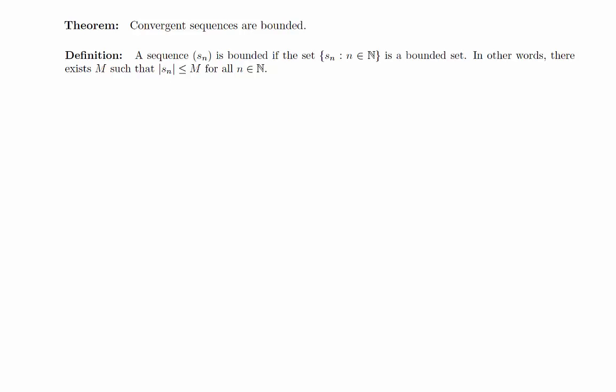This video will use two theorems to demonstrate two proof techniques that are very important to understand when proving these limit theorems. Theorem: convergent sequences are bounded. Before we can prove this, we need to know what a bounded sequence is. A sequence S sub n is bounded if the set of S sub n such that n is in N is a bounded set. In other words, there exists a capital M such that the absolute value of S sub n is less than or equal to capital M for all n in N.